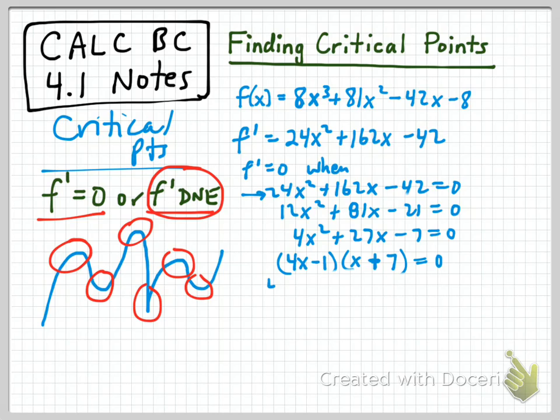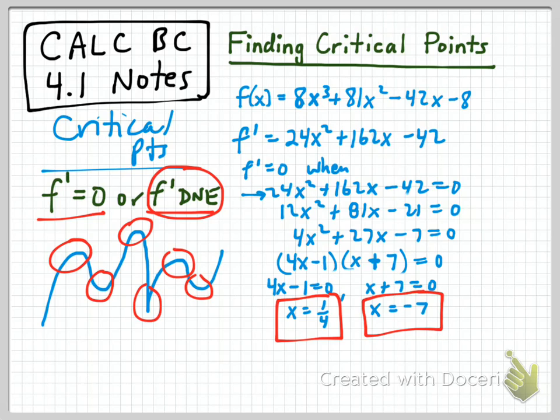is equal to 0 when 4x minus 1 is equal to 0, or when x plus 7 is equal to 0. So our critical points are going to occur here where x is equal to 1 over 4. And I just want to double check. I added 1 divided by 4. Okay, got that. And then I'm going to subtract 7 from both sides here, and I get x is equal to negative 7. So I get my two x values in which f of x has a critical point.